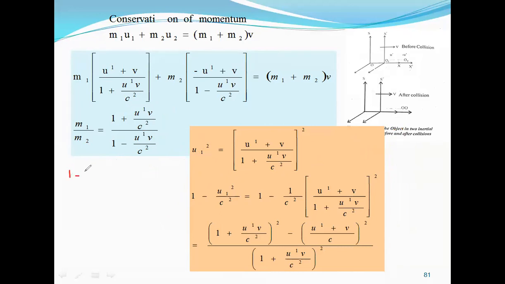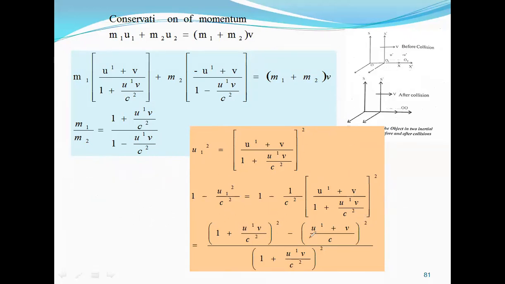Since I have to calculate 1 minus u1 square by c square, how do I calculate it? I can keep the 1, and I can keep the 1 by c square. And u1 I already got here, so I'm just substituting that u1 as it is. Why I'm doing this, you can understand later. Is it clear how we calculated this? How we got this equation? Is it clear for all of you? Clear, sir. Very good.